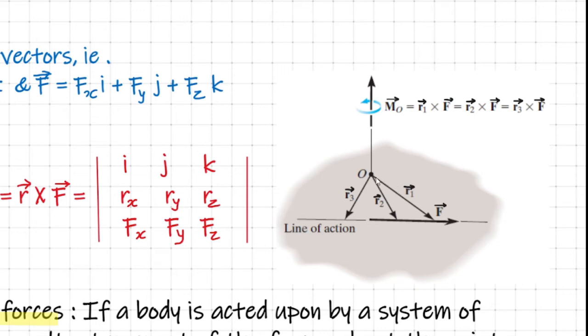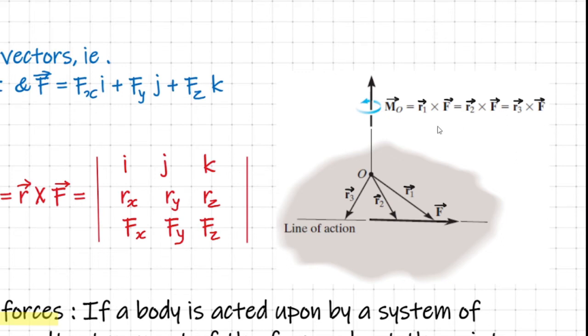So you can draw this position vector either to this point, as represented by vector R1, or to another point, as represented by R2, or to a third point on the line of action of vector F, to obtain vector R3. Whatever point you choose on the line of action of vector F, you will find that all of these position vectors provide the same moment vector about the point O. That means vector MO can be written as vector R1 cross vector F, or vector R2 cross vector F, or vector R3 cross vector F.